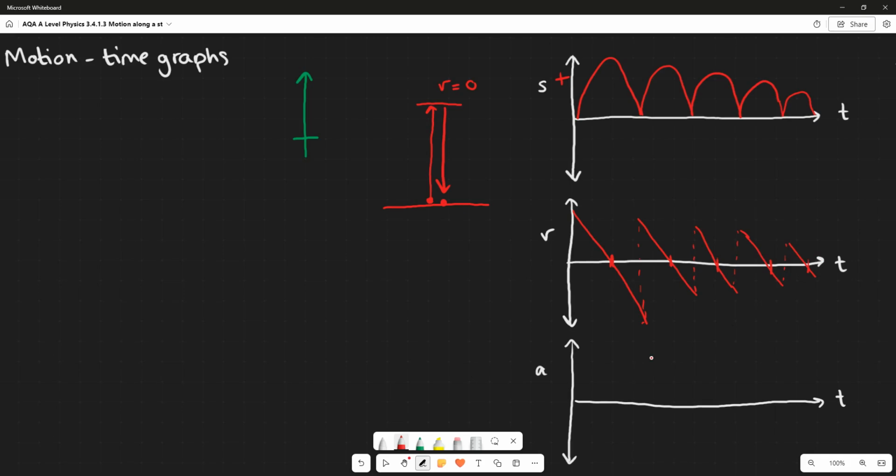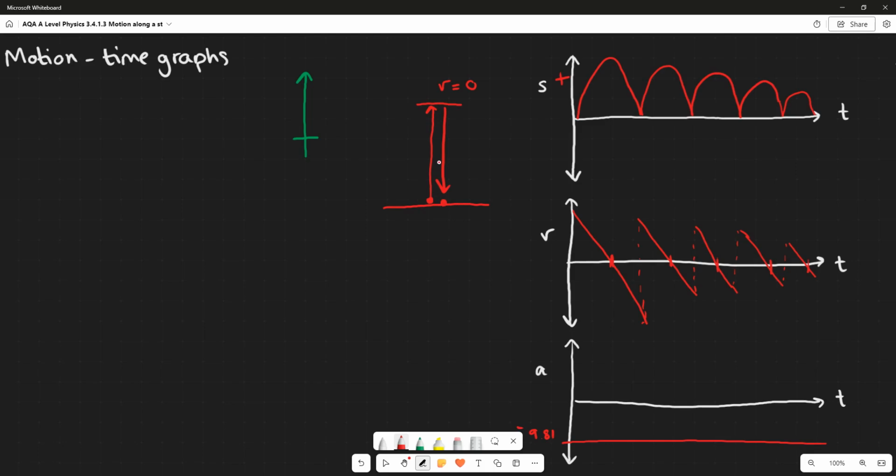Finally, the acceleration. Acceleration of this ball is due to gravity, and gravity will always be pulling it downwards. So we have a constant, negative value for gravity. That will be negative 9.81, except for the moments when the ball reaches up, comes down, and bounces on the ground and starts going back up again.